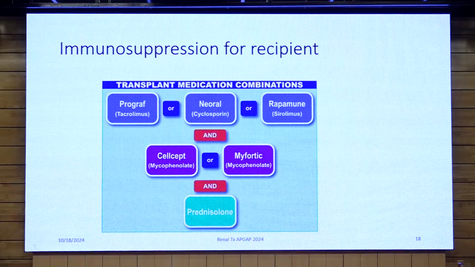Right. Now coming to our recipient. You have this recipient, you worked him up and you found him acceptable and he's scheduled for a transplant. The immunosuppression for the renal recipient actually begins 2 to 3 days before. Now we have a combination of tacrolimus as well as CellCept and prednisolone.